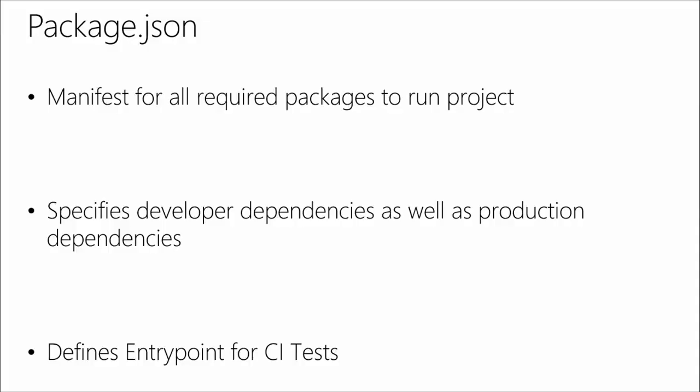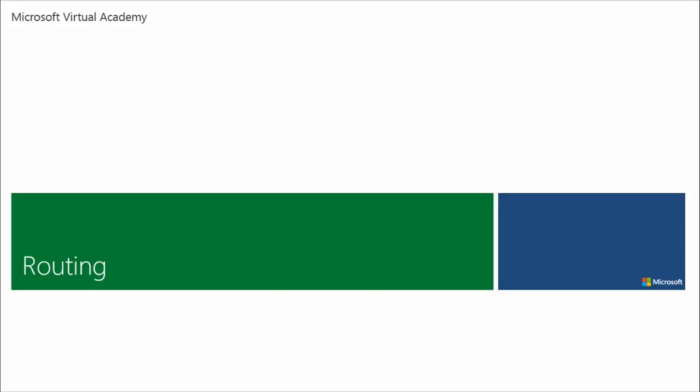Package.json is a manifest for all the required packages that you actually need. It tells the system what libraries you need to run your code, and npm interacts with package.json very frequently. So we specify the developer dependencies as well as the production dependencies. That's a little bit more advanced, so we won't talk about that today. As well as the CI test. Generally, when you use things like Travis CI, Visual Studio Online, they'll look for npm start or npm test as the entry point for running your tests.